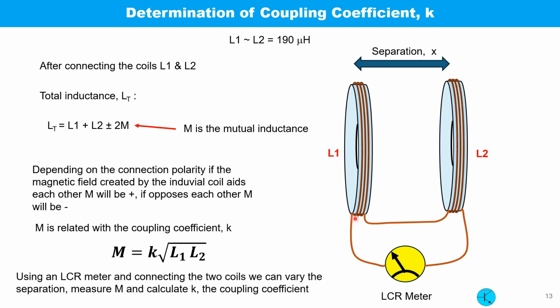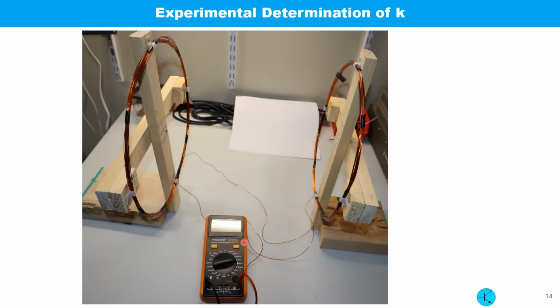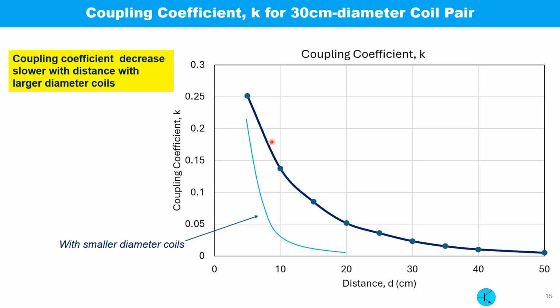By connecting the coils in series and measuring the coil separation and total coil inductance, we can measure the mutual inductance M. Using this formula, we can calculate K, the coupling coefficient. I am using an LCR meter to measure the mutual inductance. The variation of the measured coupling coefficient with distance is shown here in this plot. With a smaller diameter coil, the trace should be like this.